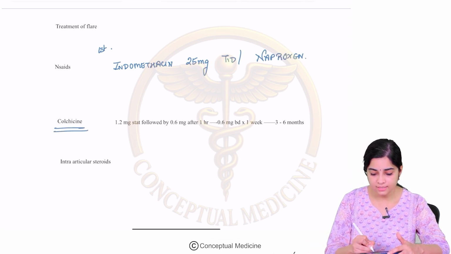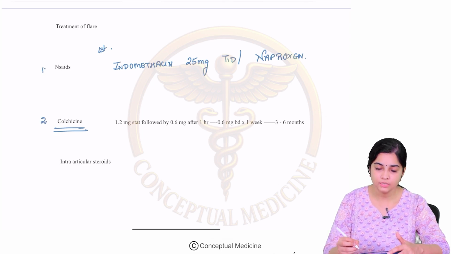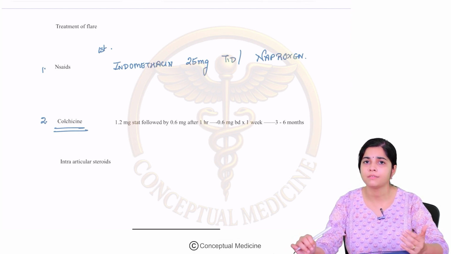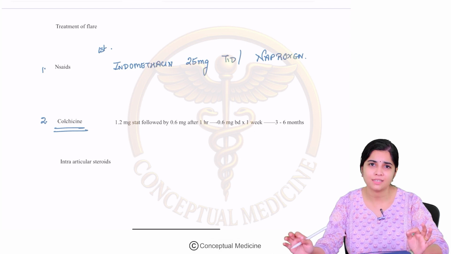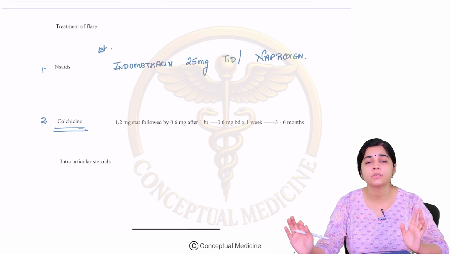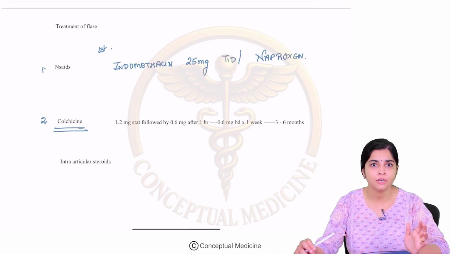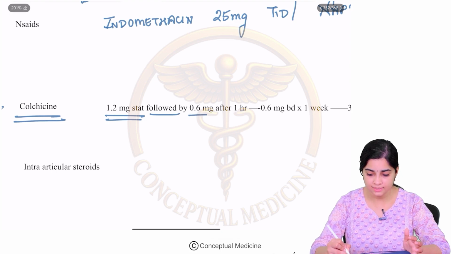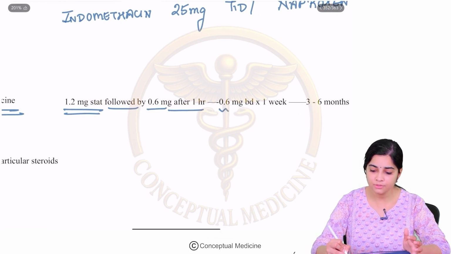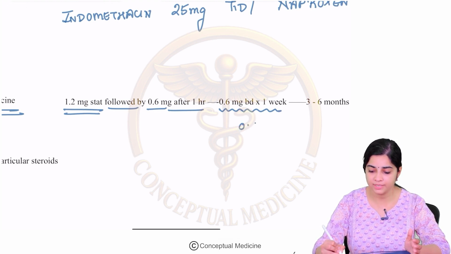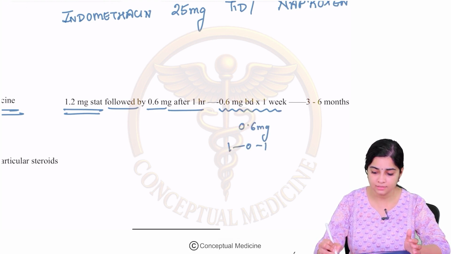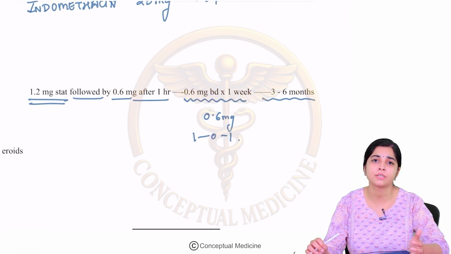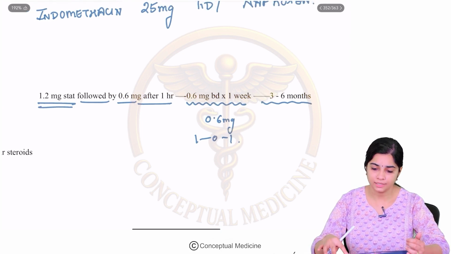Then colchicine is the second drug that you can give. The advantage is that it should be started within 1 day, otherwise it may or may not work. But it has excellent anti-inflammatory properties and also helps in reducing the episodes of flare. So 1.2 mg you give stat, followed by 0.6 mg after 1 hour, and you continue this dose for around 1 week. You give 0.6 mg in the morning and in the night, and you will have to taper it down over 3 to 6 months, and this helps in preventing recurrent flares as well.